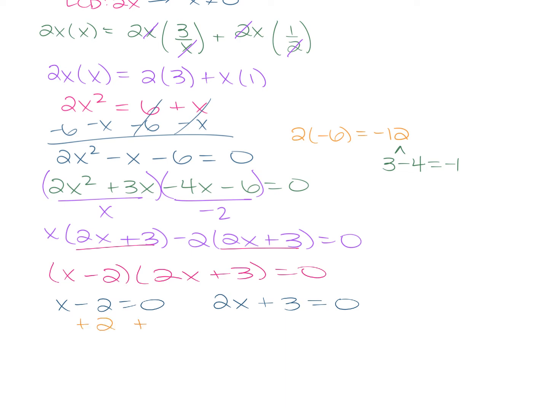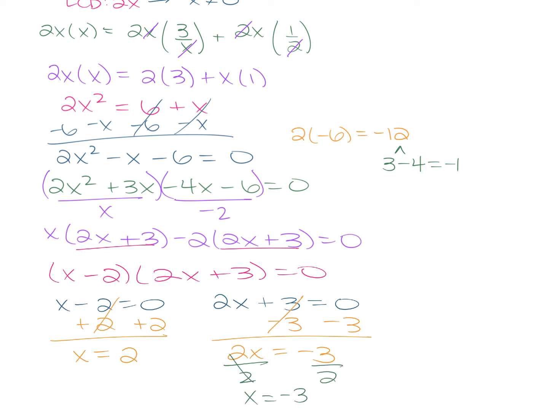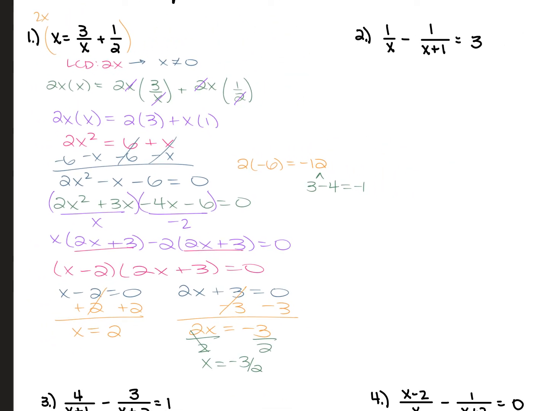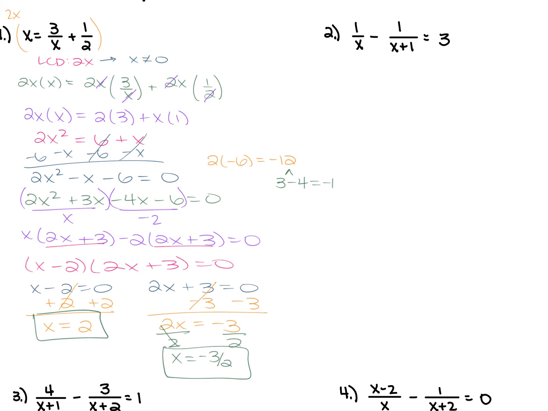Move your 2 over, add it to both sides. You get x is equal to 2. Move your 3 over, subtract it from both sides. You get 2x, sorry, is equal to negative 3. Then divide each side by the 2, and you have that x is negative 3 over 2. Double check these answers, make sure they're not what your least common denominator is telling you that x can't equal. x is equal to 2, that's fine because it's not 0. x is equal to negative 3 over 2, that's fine because it's not 0. So those two answers are fine.